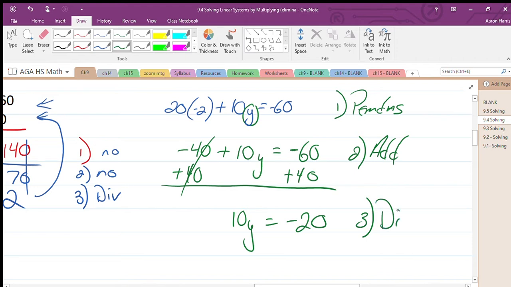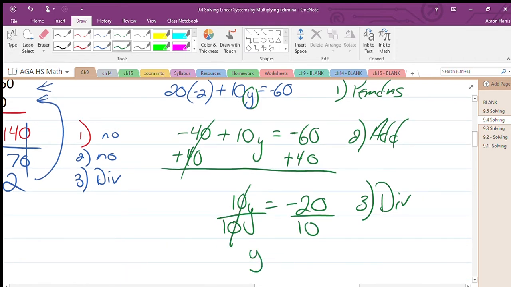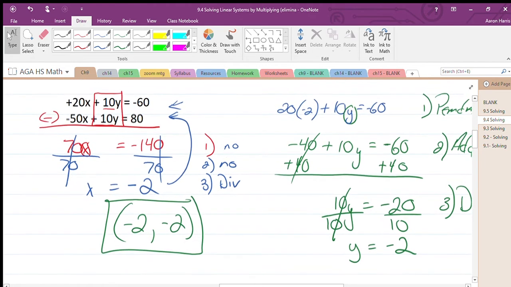So I'm going to what? Divide. Divide by 10, divide by 10. I get y equals negative and a positive, so negative 2. So when x is negative 2, y is also negative 2. So I get negative 2, negative 2. And that is where both of these equations, when graphed, they would intersect.